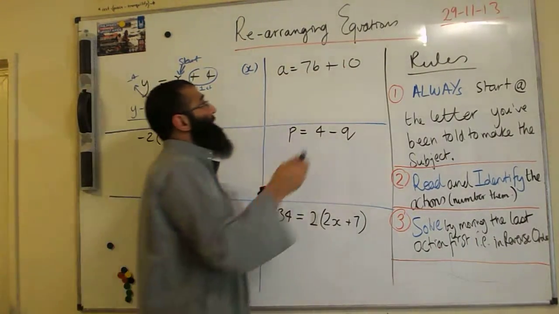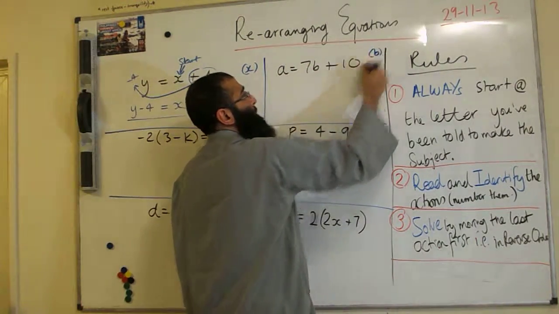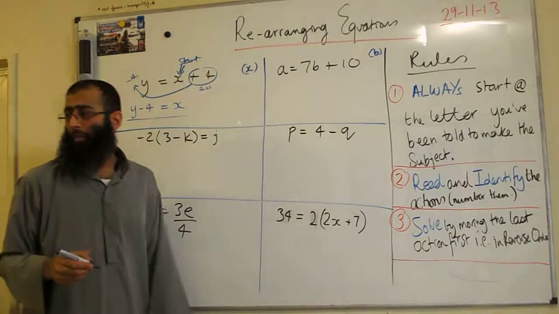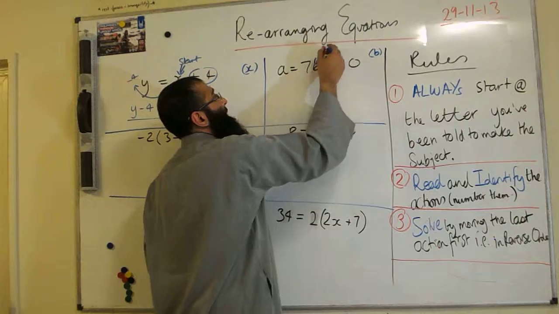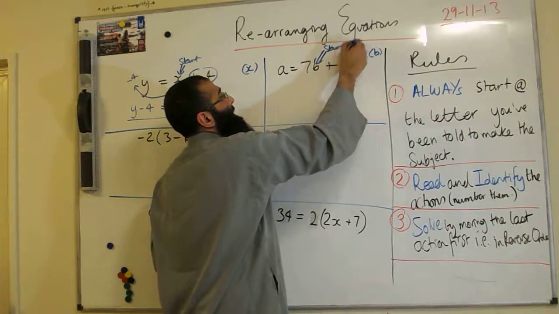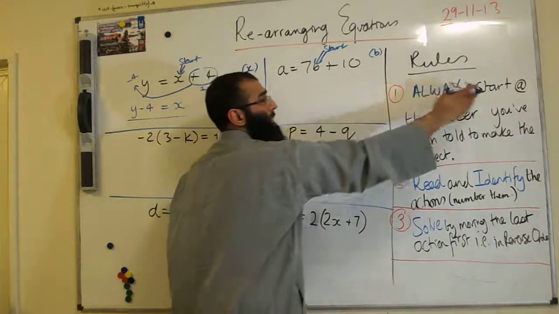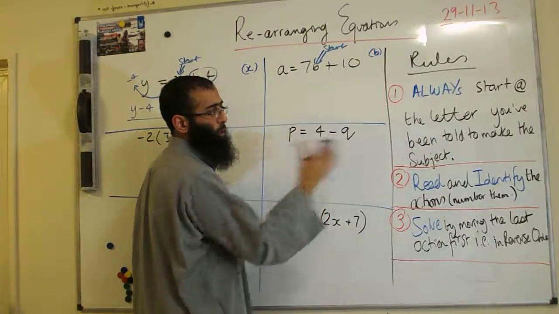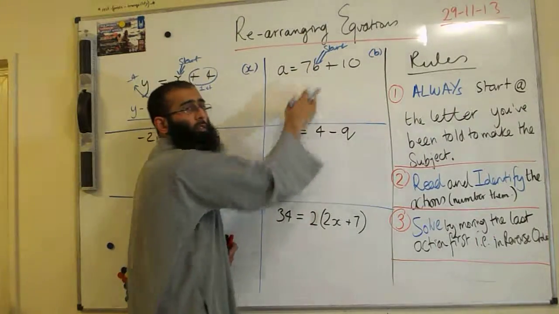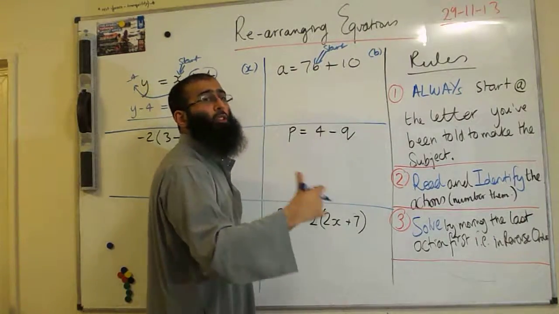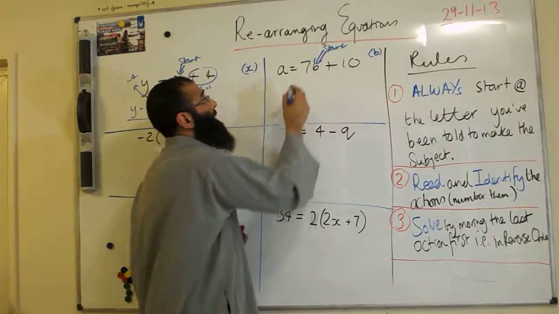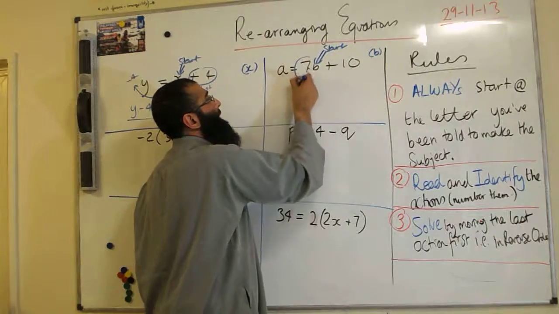We have to, in this question, make B the subject. So where do we start? We start at the B. Rule 1 says always start at the letter you've been told to make the subject. B is the subject. So, Hamza, can you identify for me what is the first thing that was done to the B? Timed by 7. The B was timed by 7.